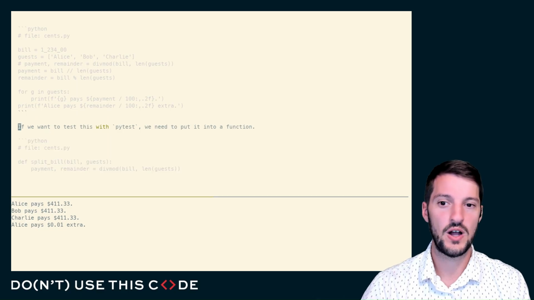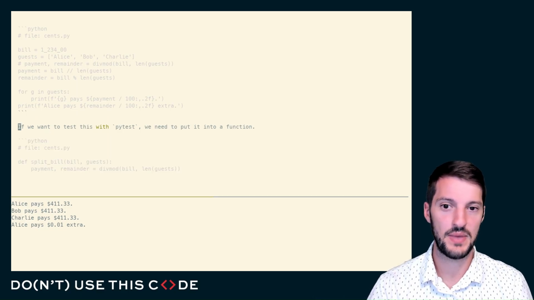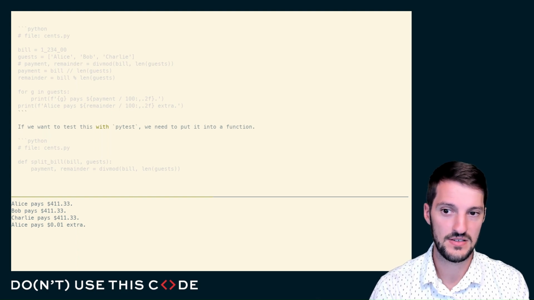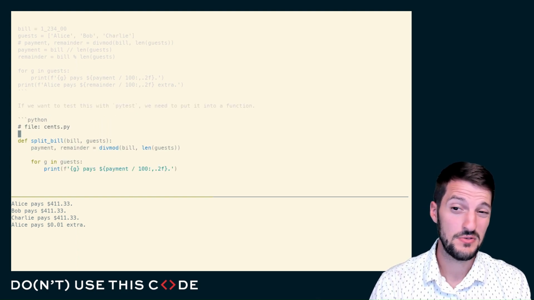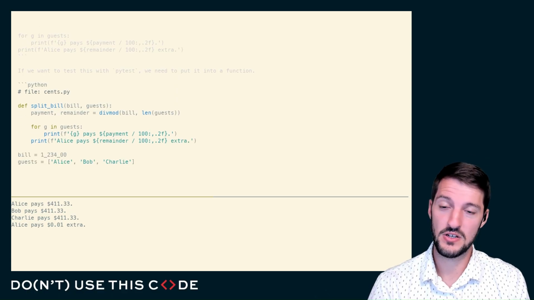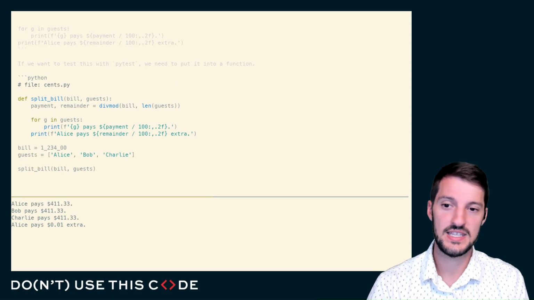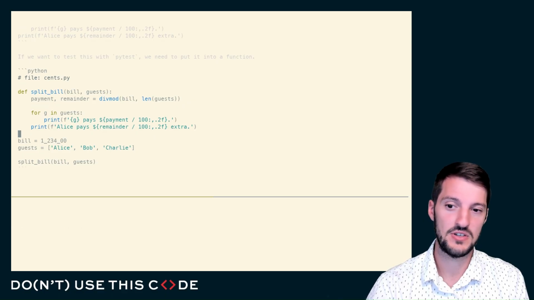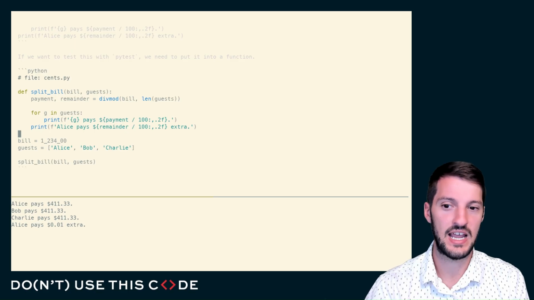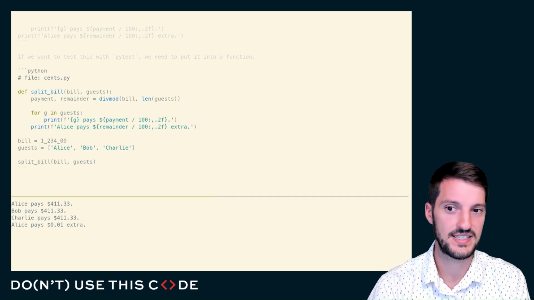Now, if we wanted to test this code with PyTest, well, we need to put it into a function. And so if all I do is take the code we've already written and indent it, put it inside of a function and give it some inputs, we see that I can write the same code and I can run it and we get the exact same output. We see that everyone pays the same amount, but then Alice at the end pays that 1 cent extra.